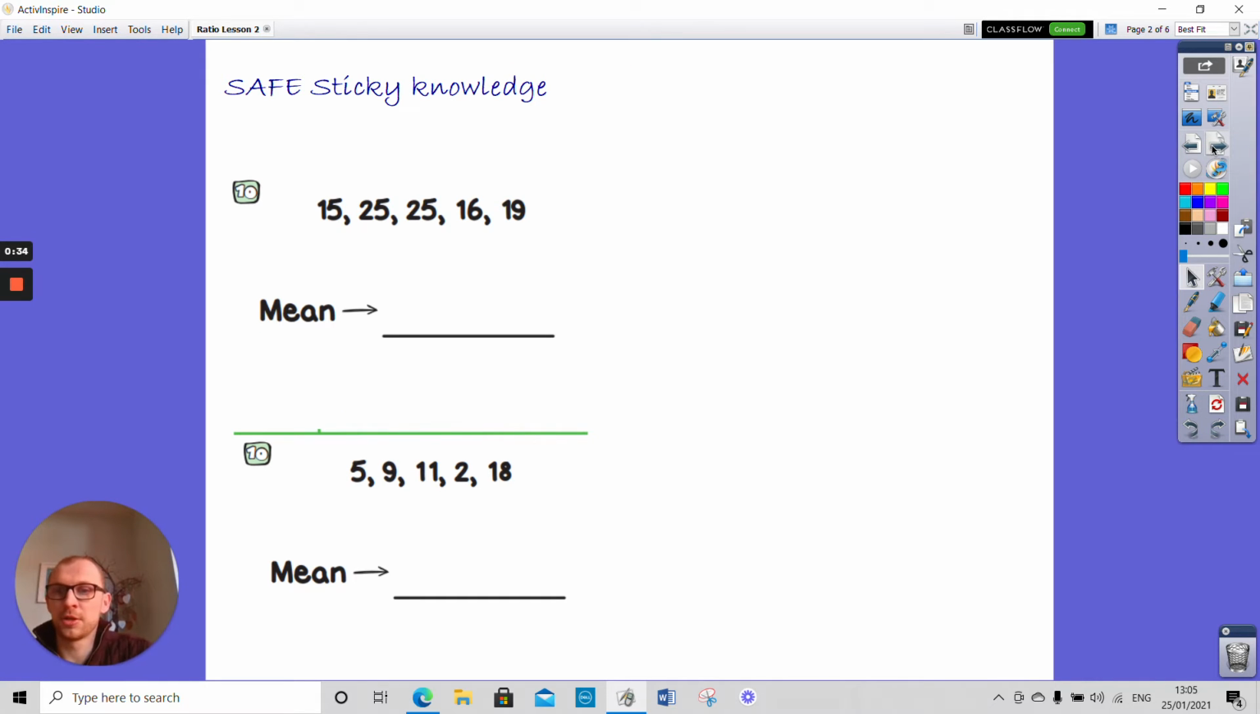So, sticky knowledge. I'm just going to remind you what you need to do here. When you are finding the mean, which is an average, you are adding all the values together. You then get a total and then you divide it by the amount of numbers. So in each case, you would be dividing by 5. So have a go at that. You obviously need to pause the video as well.